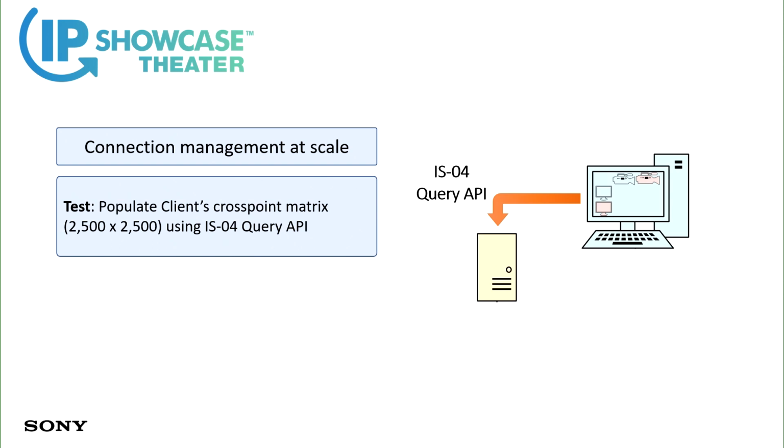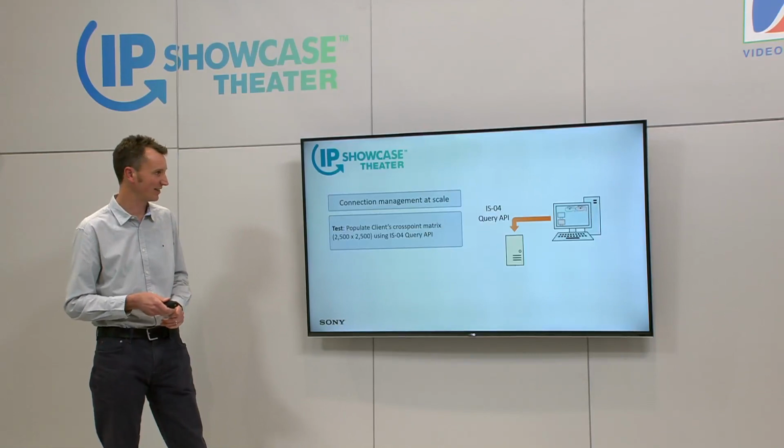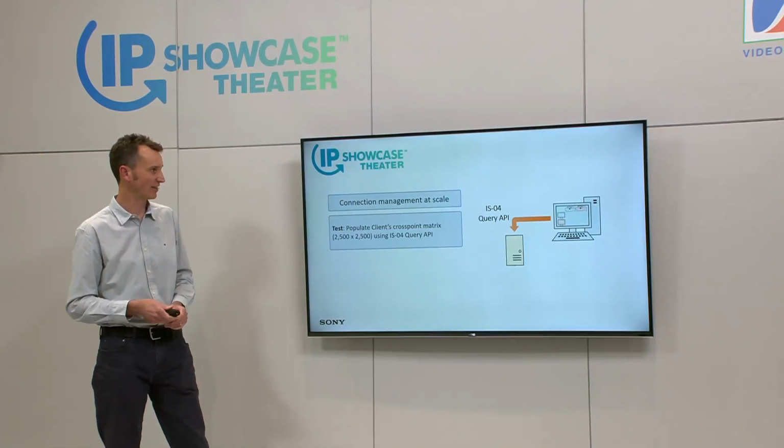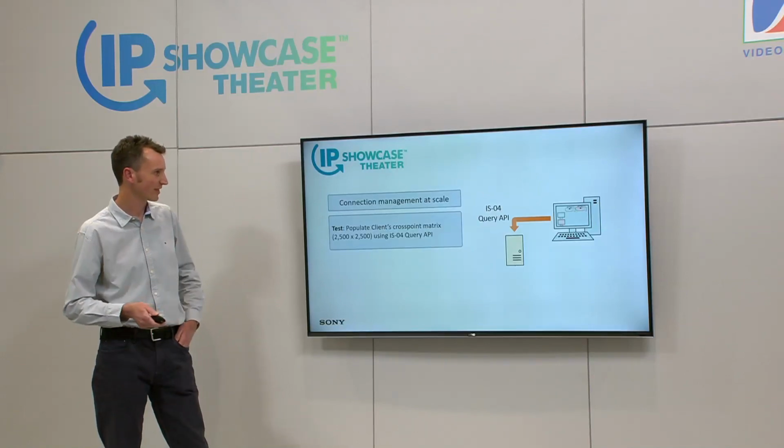And the final experiments I'll talk about involve IS-05 connection management. But before you can start thinking about connecting things, the client, the broadcast controller, has to know about everything on the registry using the IS-04 query API, as I mentioned earlier. So to populate the cross-point matrix on that client, we need to query the registry and get a list of all the registered resources.